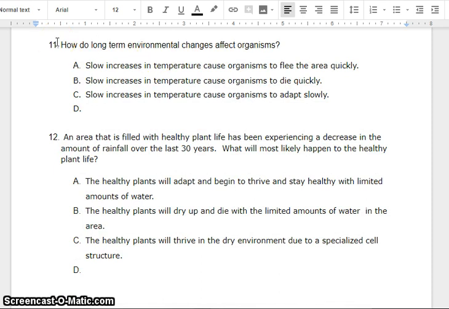Number 11. How do long-term environmental changes affect organisms? A. A slow increase in temperature causes organisms to flee the area quickly. B. Slow increases in temperature cause the organisms to die quickly. C. Slow increases in temperature cause the organisms to adapt slowly.